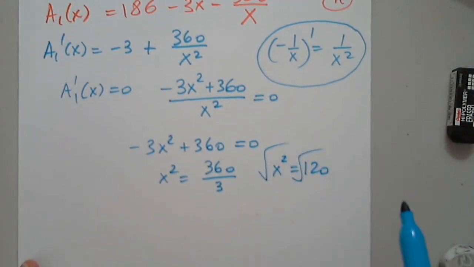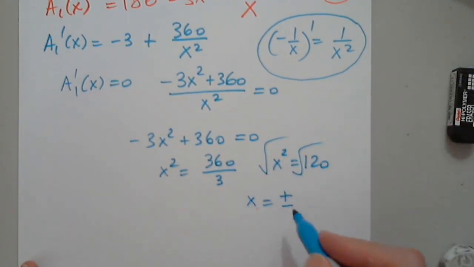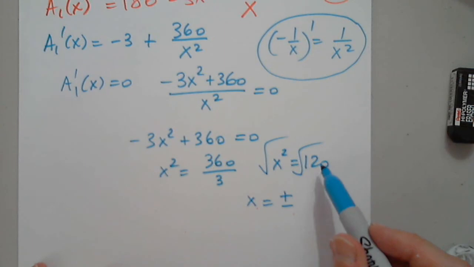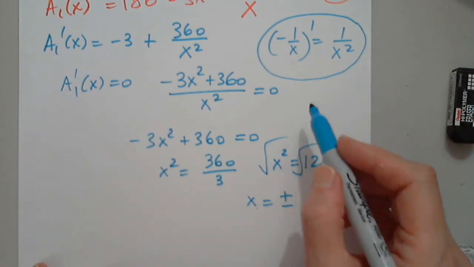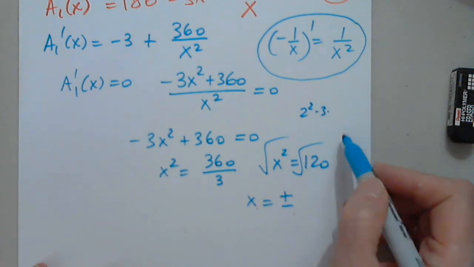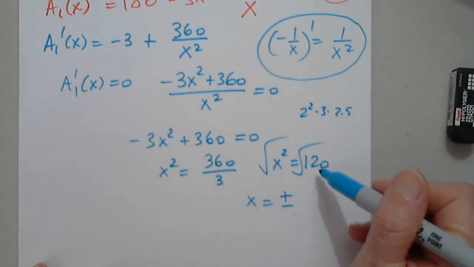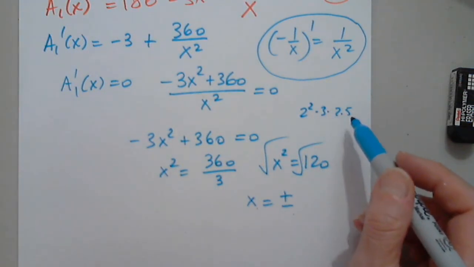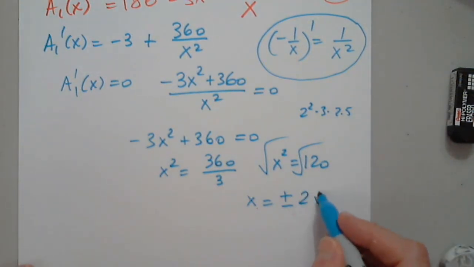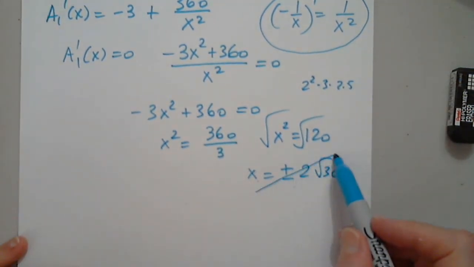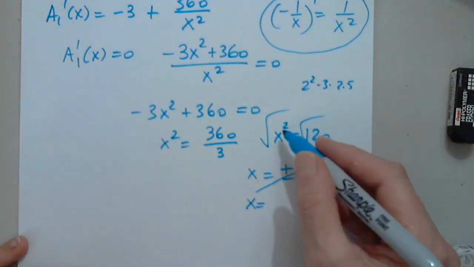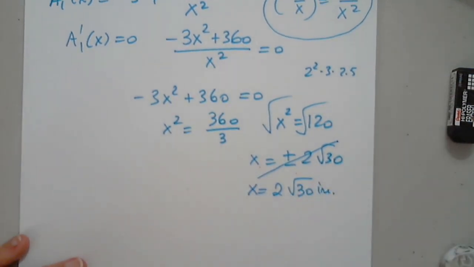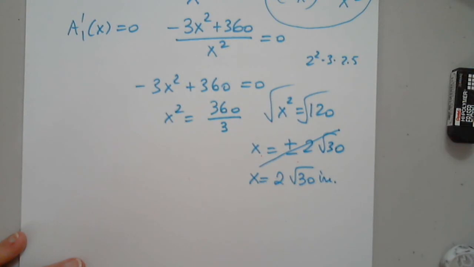I will take the square root, of course. I will not get plus or minus. There is no discussion there, right? 120 is 2 squared times 3 times 2 times 5, right? So I can only take 2 out, so it's 2 the square root of 30. But no plus or minus, because we are talking about the distance, and this is inches. So I can't consider plus or minus. I have to consider just plus.